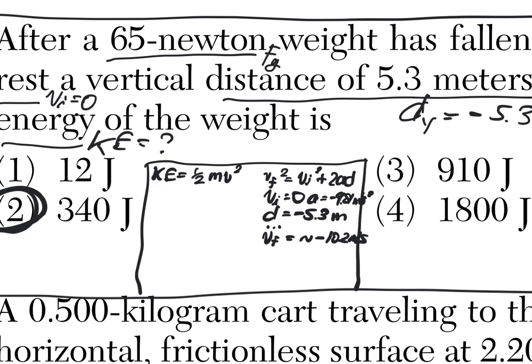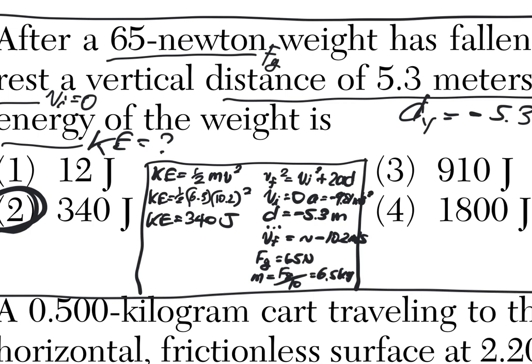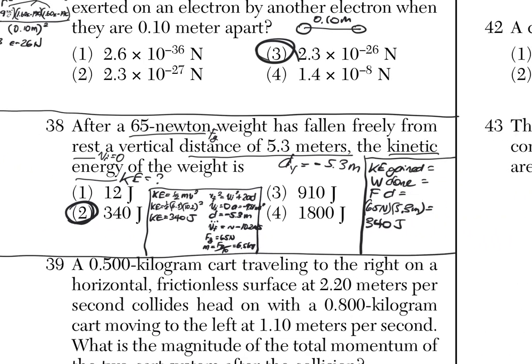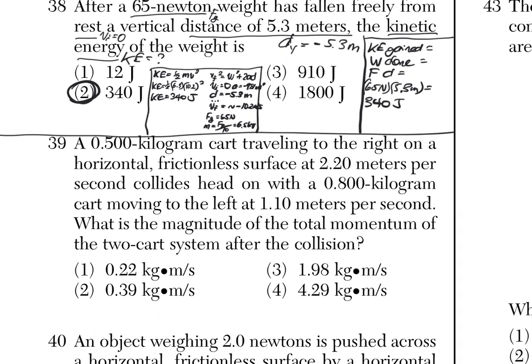And then the mass, if I know the weight, Fg, is 65 newtons, then the mass is about 1/10 of the weight, which is about 6.5 kilograms. And when you put in the mass and you put in that V final, not forgetting to square the V, you wind up with 640 joules. So that's another way of doing it, treating it as a free fall problem. I think the first method, saying that kinetic energy gained is equal to the work done, is a much easier way of doing it. But in any way you slice it, 38 winds up being choice 2, 340 joules.